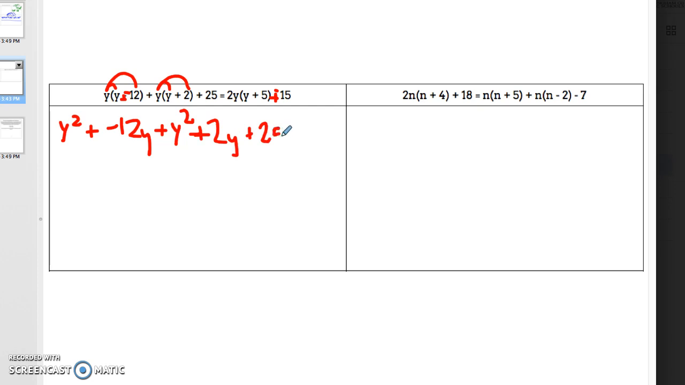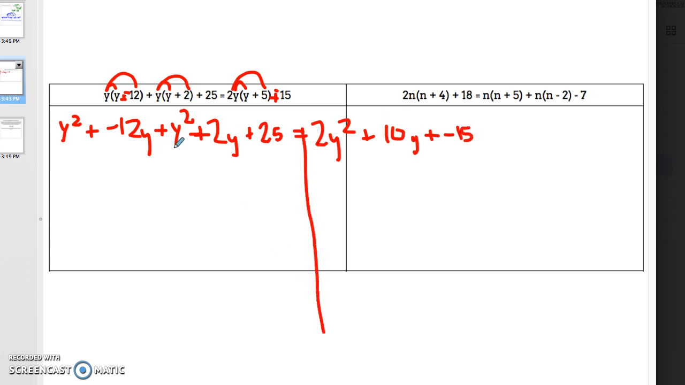On the other side, it's a lot of the same thing, so some distribution over here. 2y times y, there are 2 y's there, so y squared, plus 2y times 5 for a total of 10y plus negative 15.